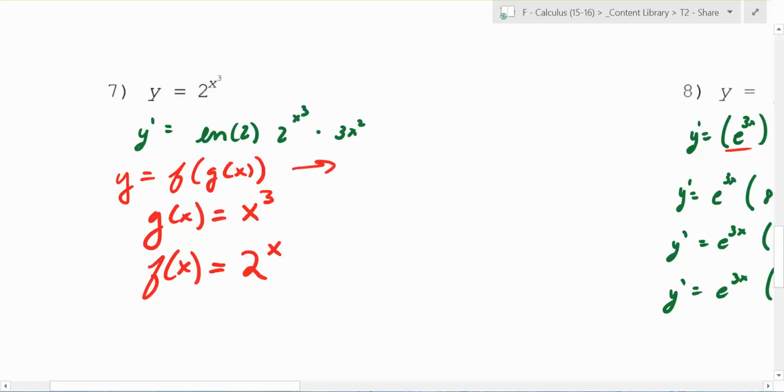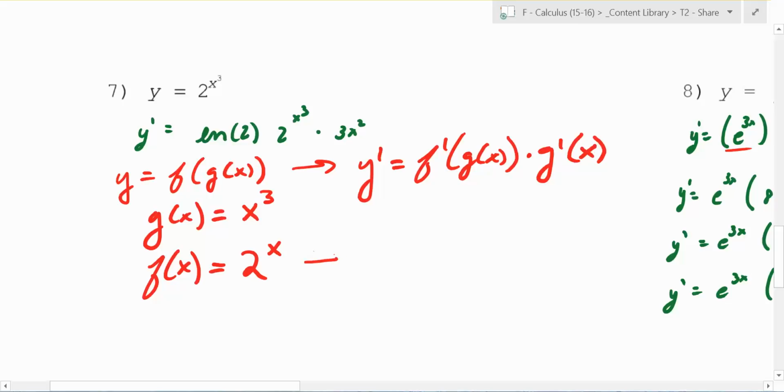And if that's true, the chain rule tells us y prime is equal to f prime g of x times what? Yeah, g prime of x. So what's f prime? Well, let's do these out. What is f prime? 2 to the x times ln 2. And what's g prime?